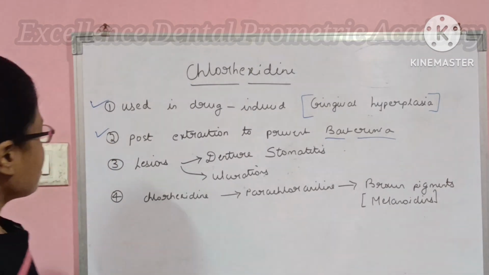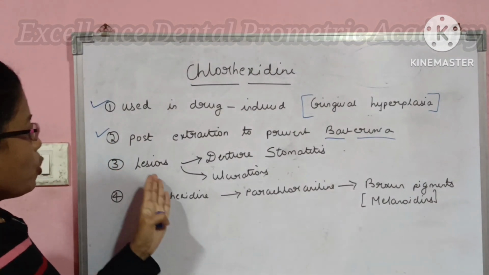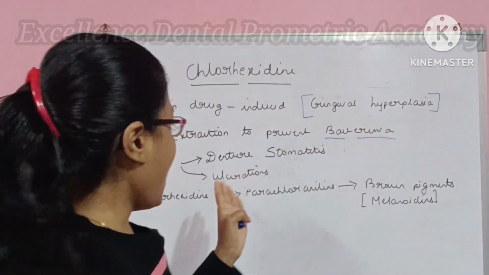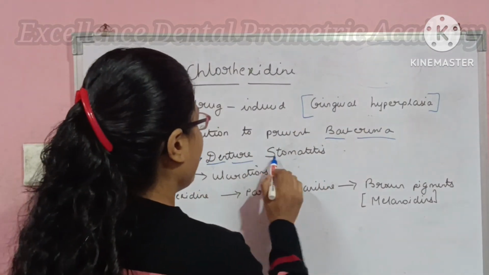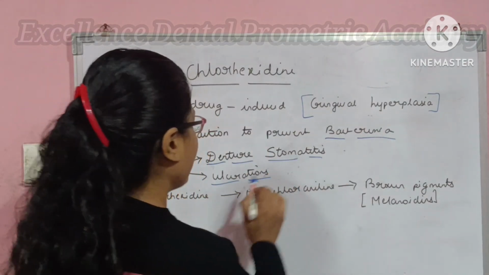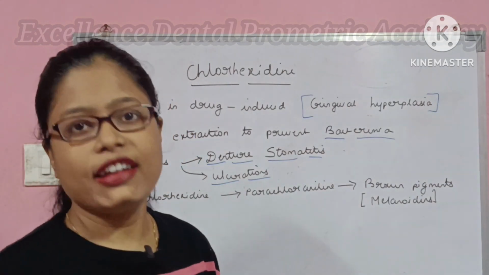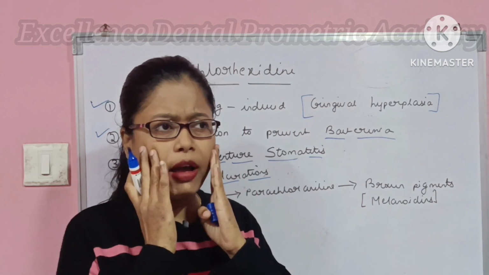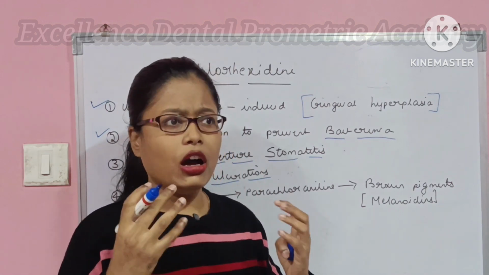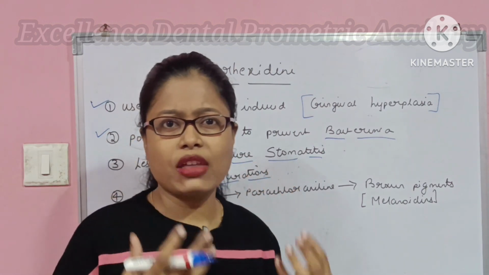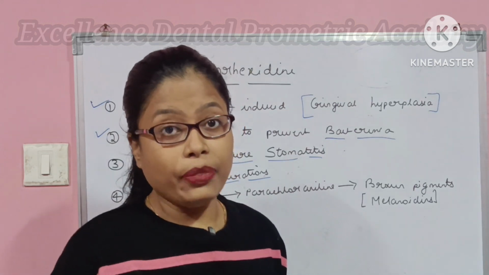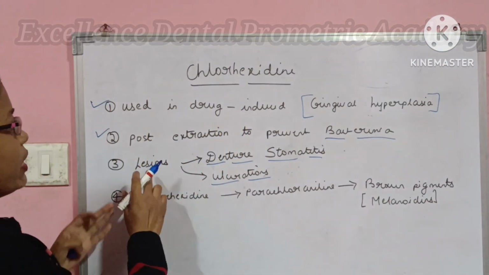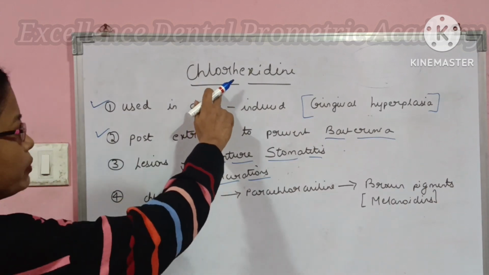Now let's see what the third point says. It is used in lesions, that is denture stomatitis and ulcerations. Many of us might have experienced, while giving dentures, many of the patients come up with the complaint that, oh, I'm having so much pain, I am having so many ulcerations in the entire mouth. Now that is denture stomatitis, right? So for those conditions also we can give chlorhexidine.